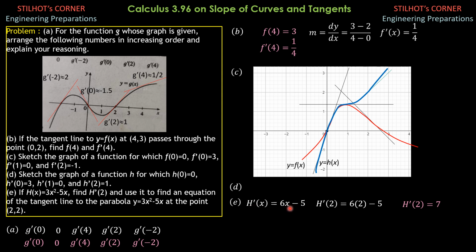Then when x is 2, y is 2. The equation of the tangent, because the slope is 7, is 7x minus y equals 7 times 2 minus 2, using the point-slope form. That is the expected equation. Then expressing y in terms of x, y equals 7x minus 14 plus 2, so 7x minus 12. So y equals 7x minus 12. So that's it for this video.